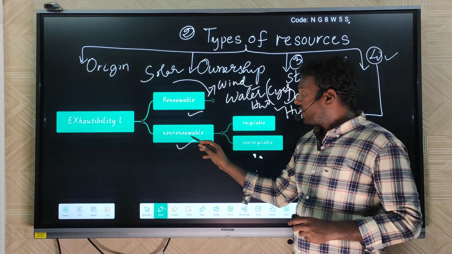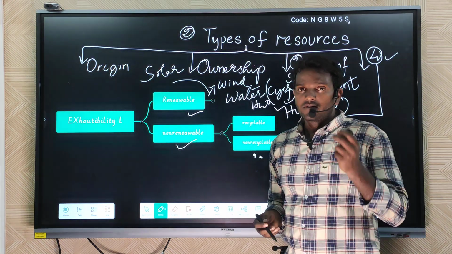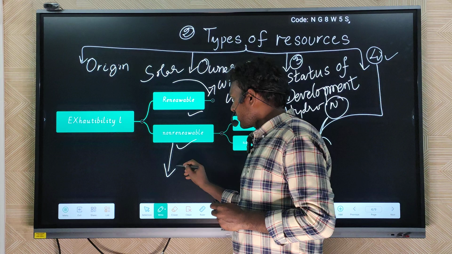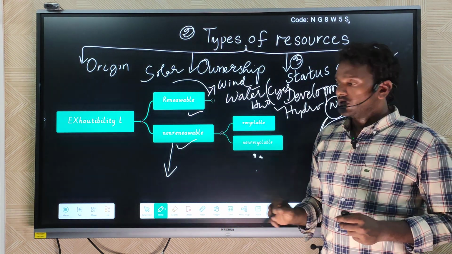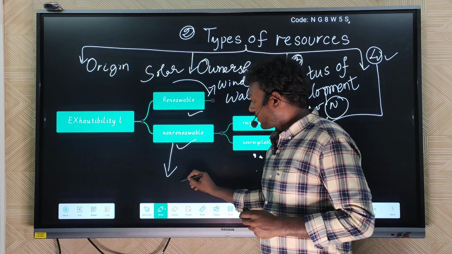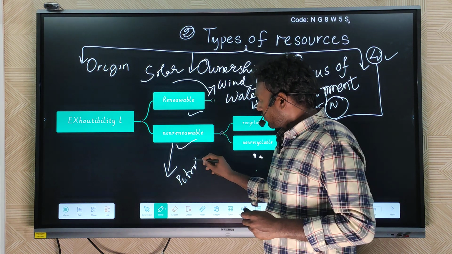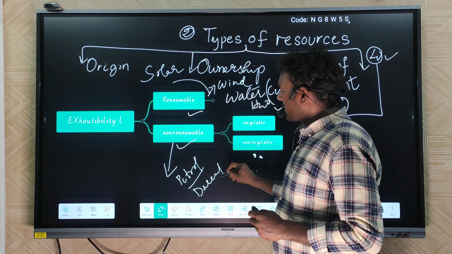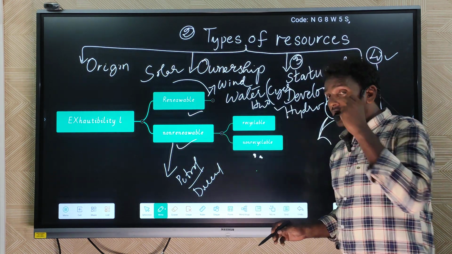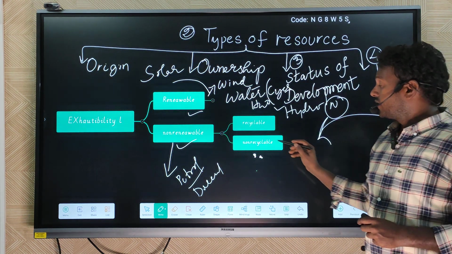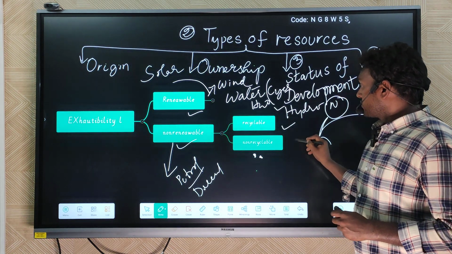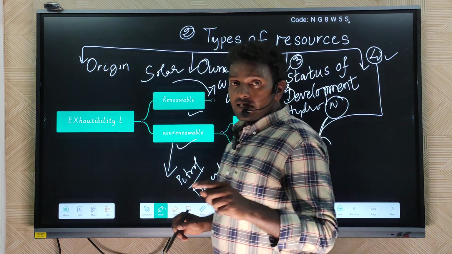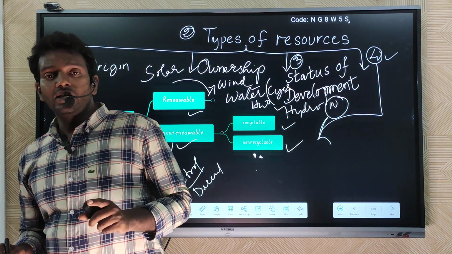Okay, coming to non-renewable, it means they cannot renew themselves. For example, non-renewable resources are fossil fuels. For example, petrol, kerosene, diesel. We can give these examples. Again, non-renewable resources are divided into two parts. First one is recyclable resources and second is non-recyclable resources. What is recyclable? We can recycle these resources and utilize them for the future generation.